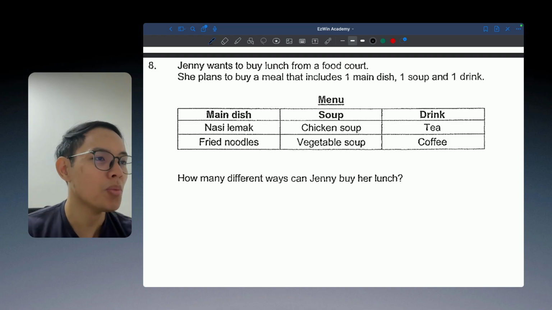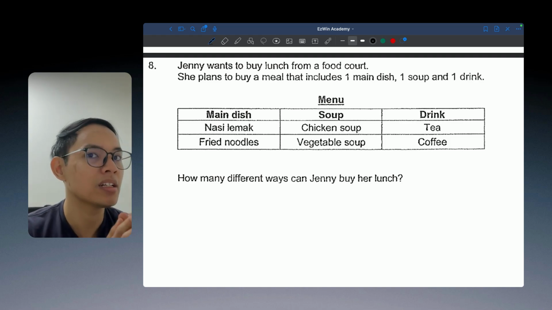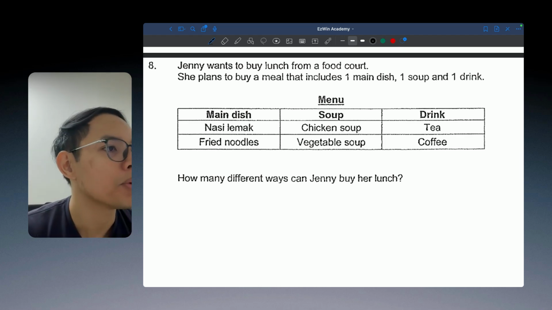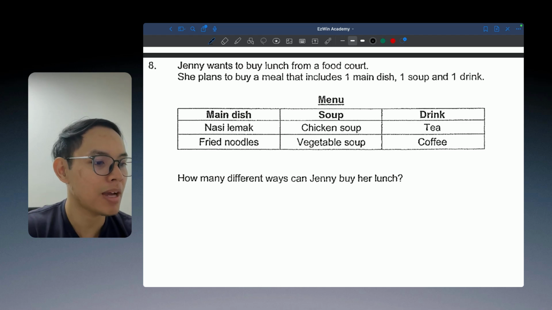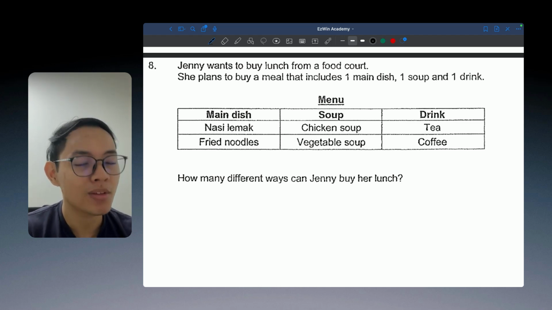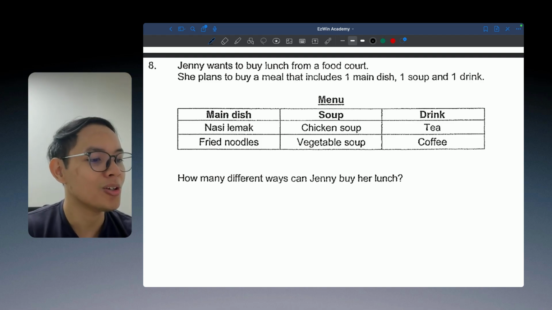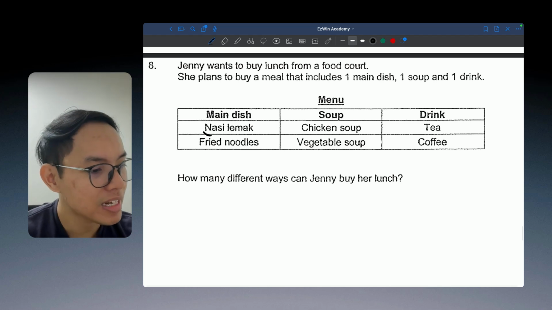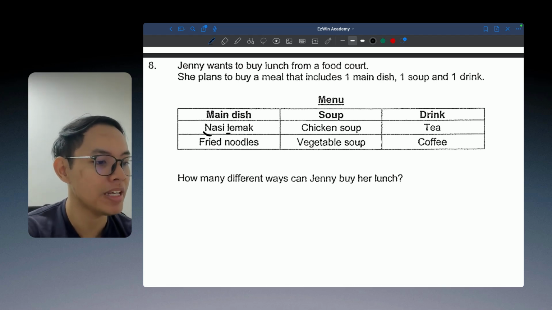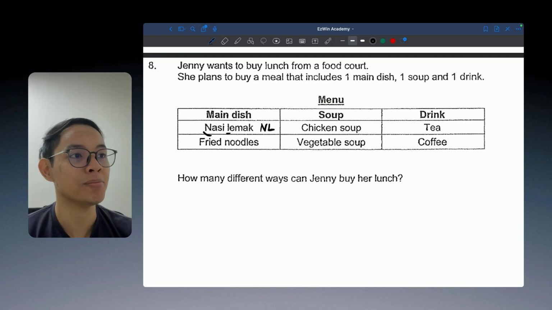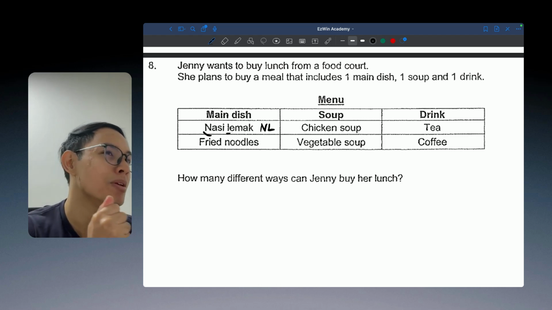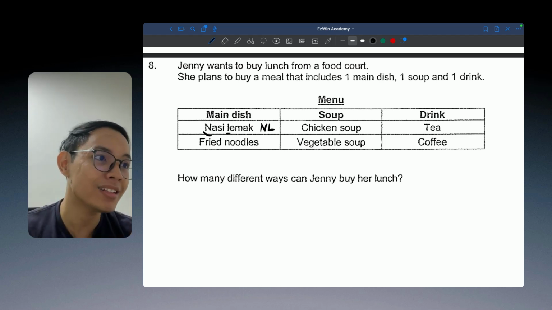Before we actually write down all of the different ways, we're going to make it simple. How do we make it simple? We're going to use something called acronyms. What is an acronym? When you say WTF, what does WTF mean? World Trading Foundation. No lah. Basically, you take the first letters, for example main dish, and we put NL. So that's acronyms, shortcuts to better remember a sentence or a word.